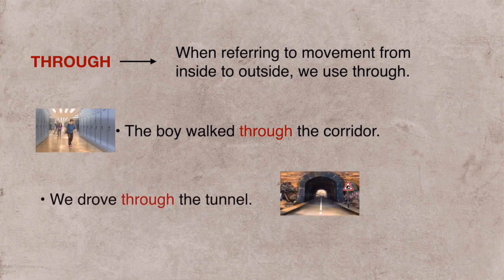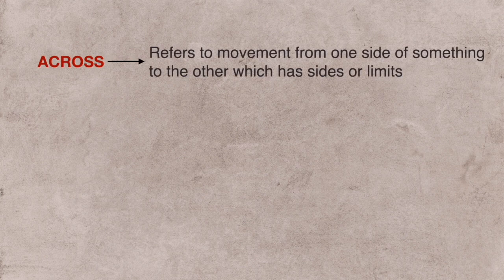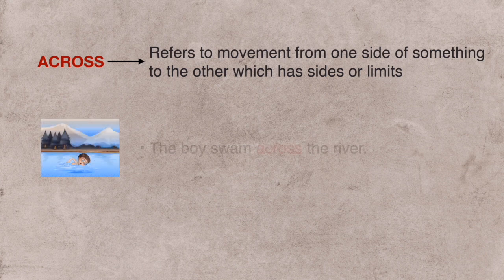A similar preposition of movement is across, and it is used to refer to a movement from one side of something to the other, which has sides or limits such as a city or a road or a river. It's also used when something touches or stretches from one side to another. An example can be, the boy swam across the river.